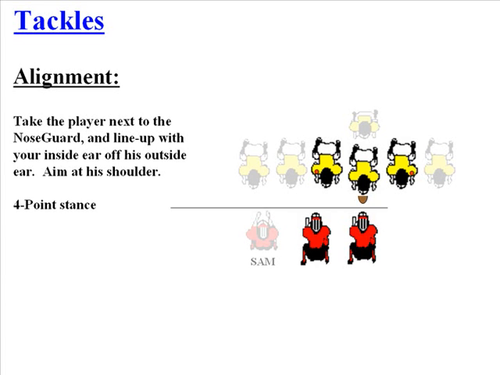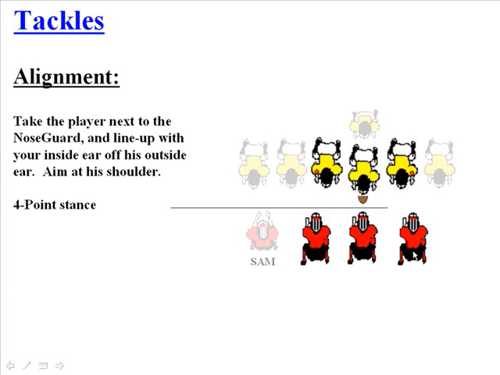You're going to be in a 4-point stance right next to the nose guard here. The nose guard is also in a 4-point stance, but you're going to aim at the outside shoulder of that individual. Do you see that? You're aiming right at his outside shoulder. Likewise over here, aiming right at his outside shoulder with your inside ear off his outside ear, just like that.